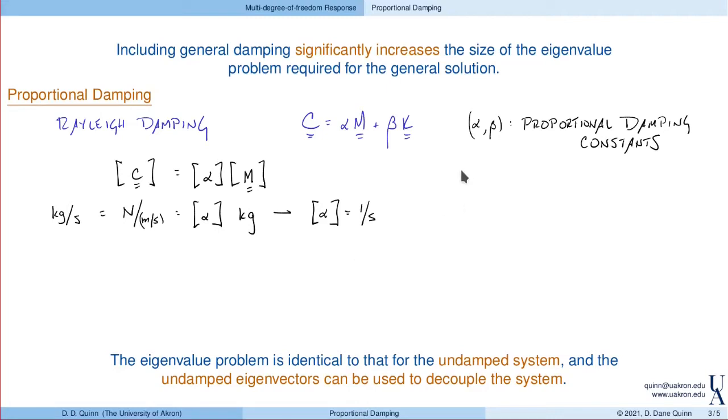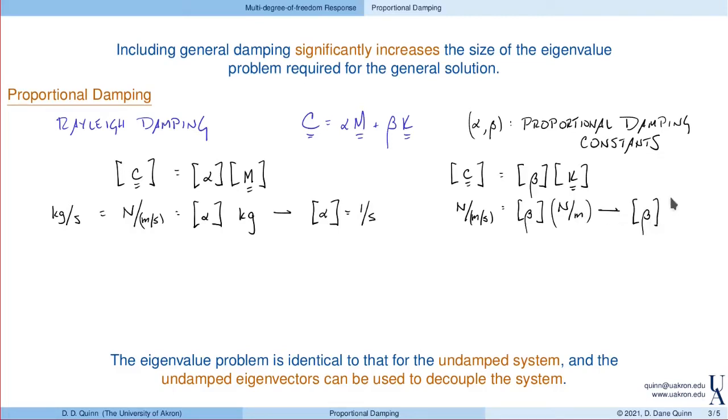We can do the same for beta. The units of C, again, are newtons per meters per second. And that's got to be equal to the units of beta times the units of the stiffness matrix. And the stiffness matrix has units of newtons per meter. So the units of beta are actually just seconds.